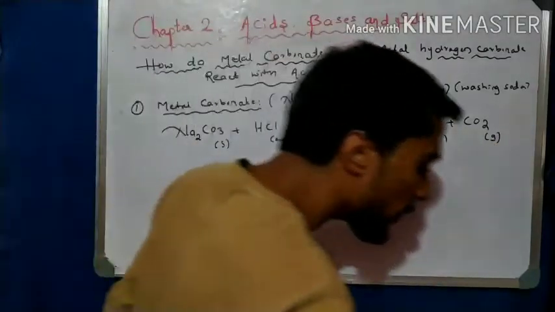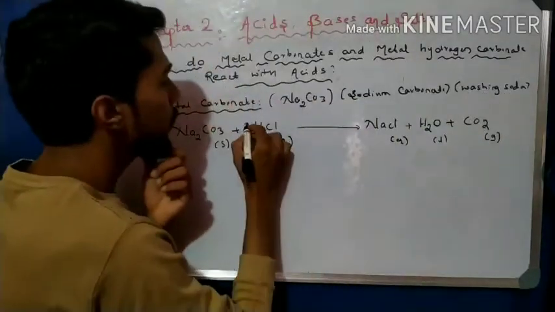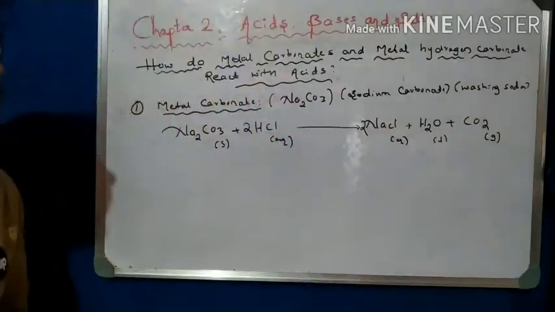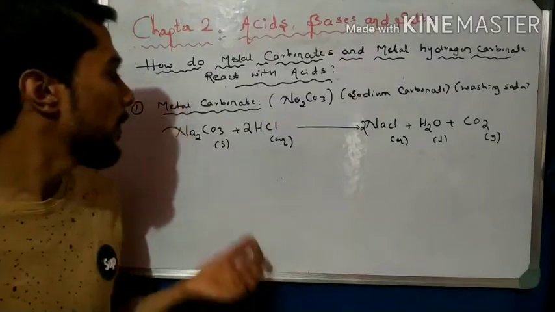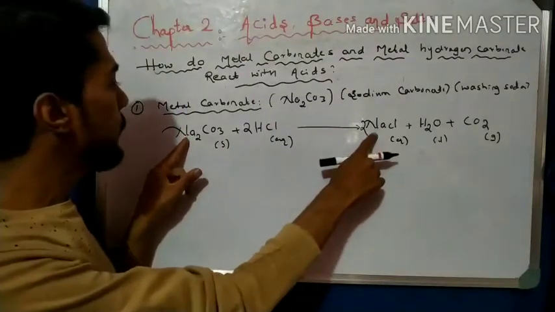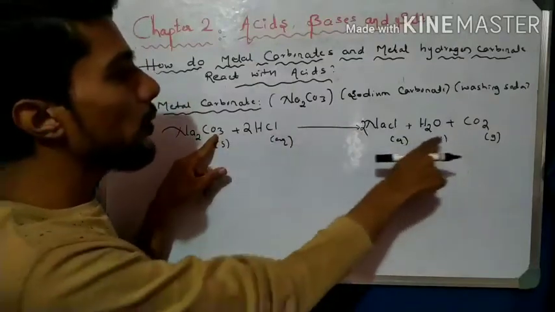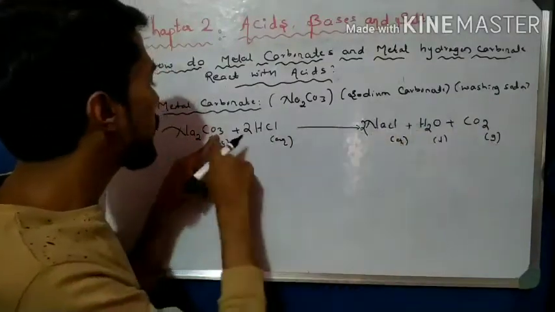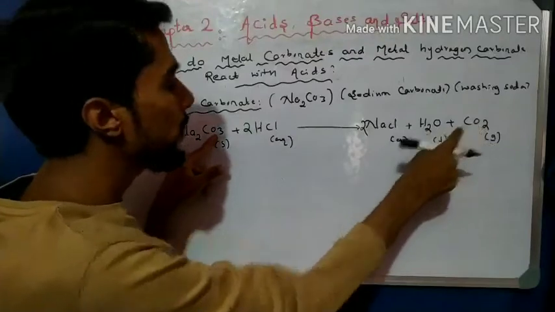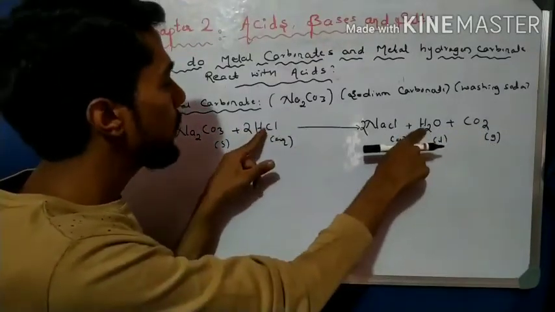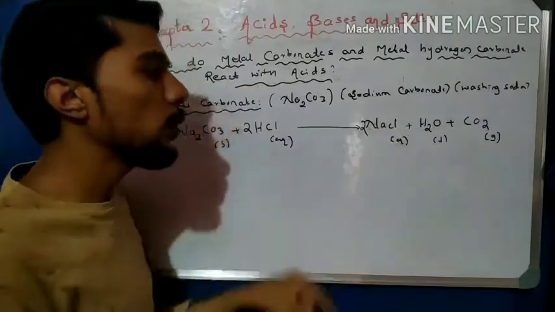Now balance the equation. We balance the equation, we get a 2 here and a 2 here. Carefully observe how we balance it. Here Na2, C1, carbon is 1, and oxygen is 3, so 1 plus 2 is 3. Then HCl is 2, H2 means H2, then Cl2 means Cl2. It is balanced.